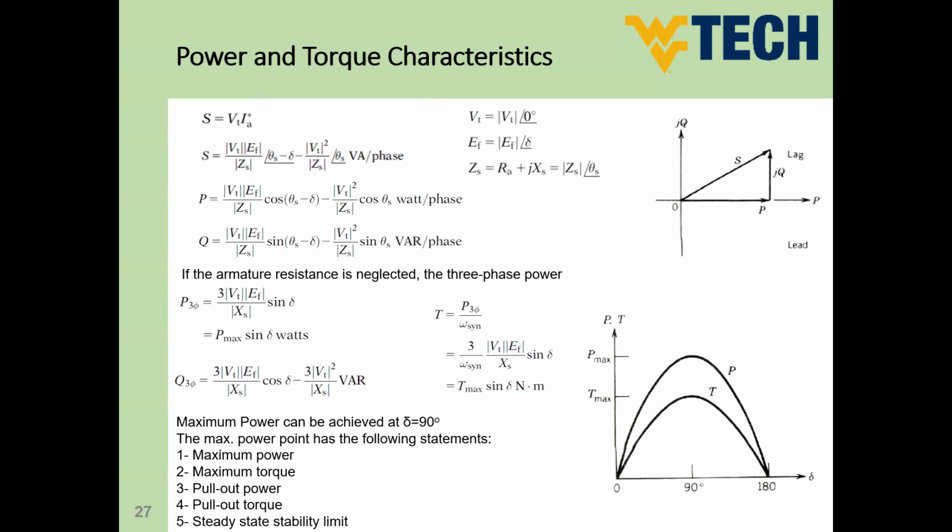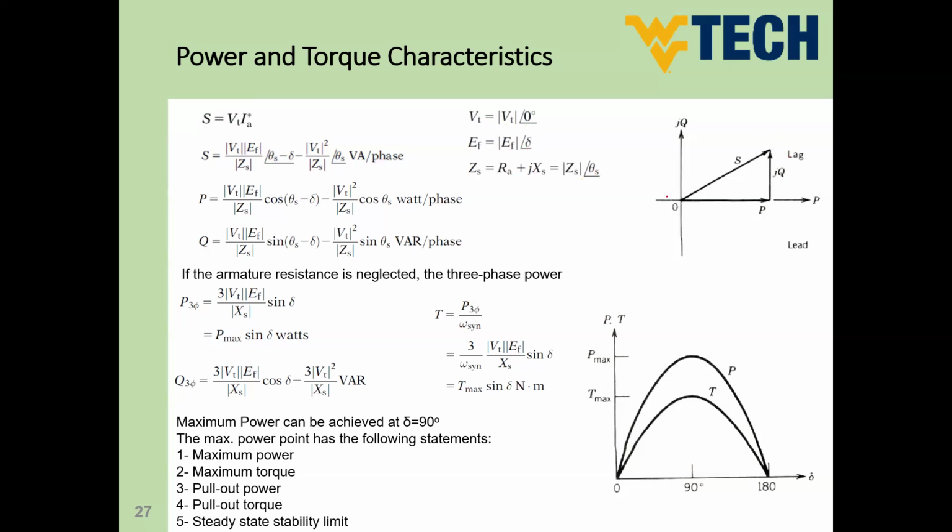How can we do that? Let's start the derivation from the basic definition of power. So you know that the apparent power S equals V times I conjugate. You know also that we assume the volt as a reference, so V terminal is at angle 0, and EF is going to be magnitude at angle delta, and the impedance is RA plus jXS at angle theta. So this is the power factor angle.